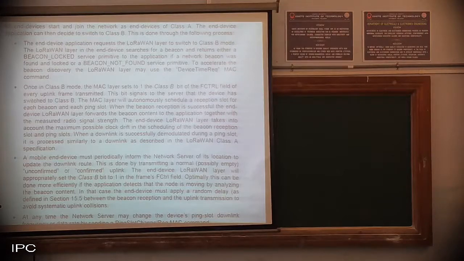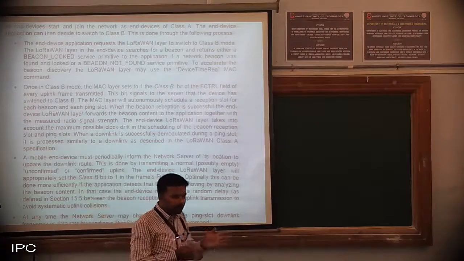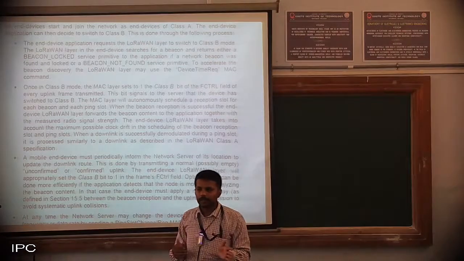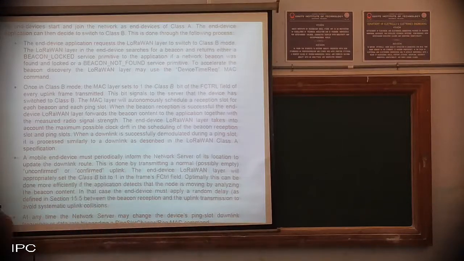Means this is done by transmitting normal unconfirmed or confirmed uplinks. So whenever the uplinks are getting updated, at that time the route of the downlink also gets updated when the devices are mobile. So this is the third procedure.